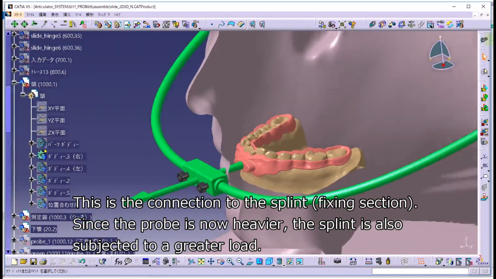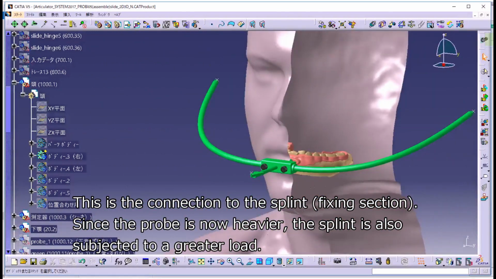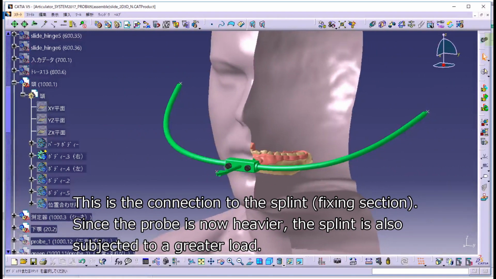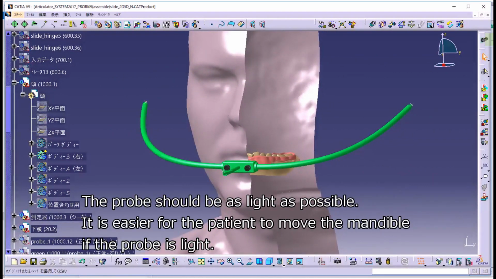This is the connection to the splint, fixing section. Since the probe is now heavier, the splint is also subjected to a greater load. The probe should be as light as possible. It is easier for the patient to move the mandible if the probe is light.